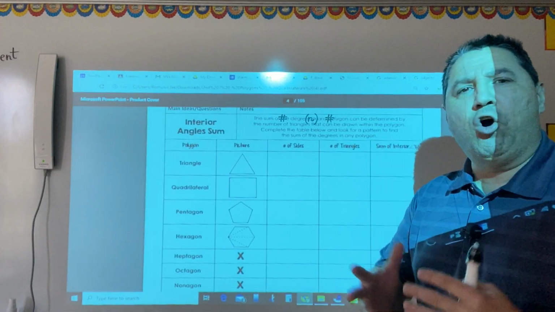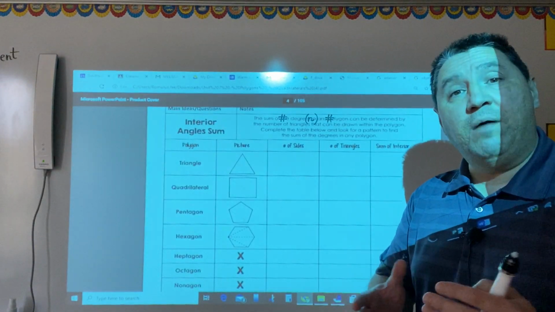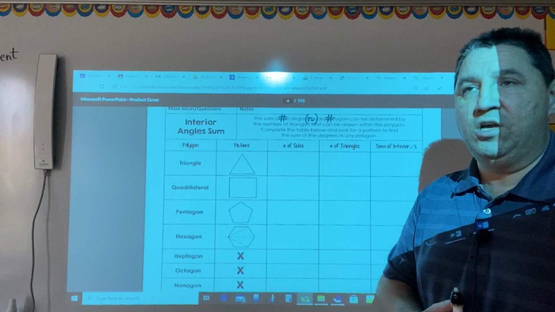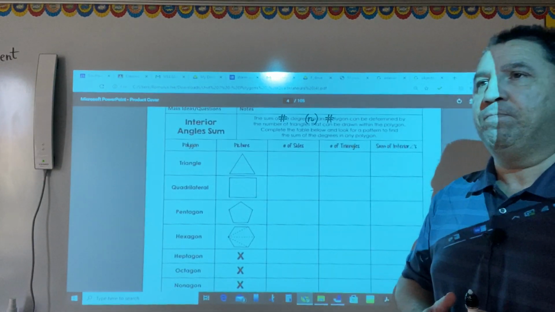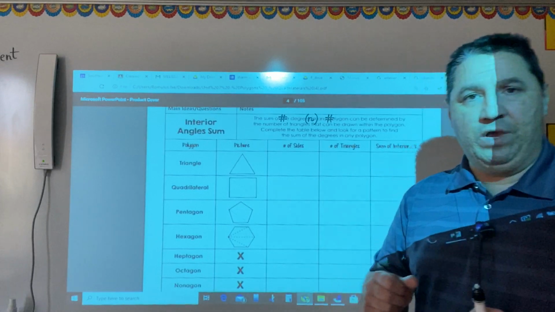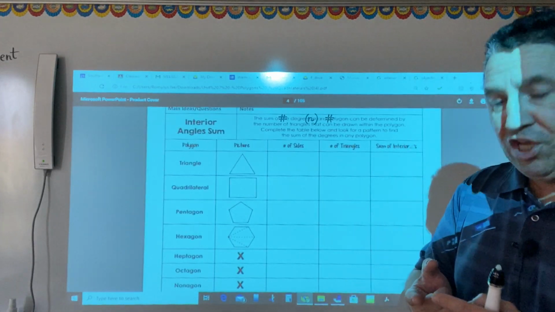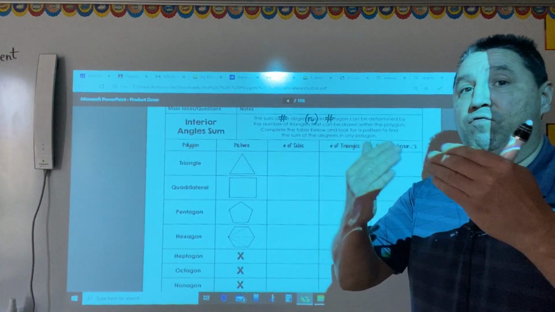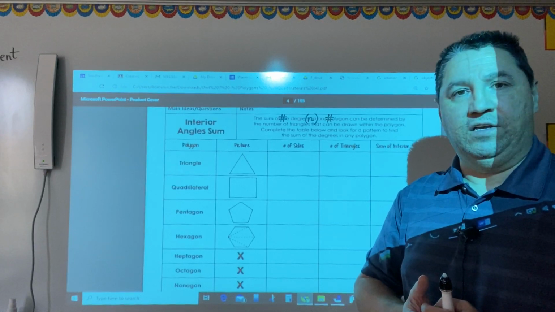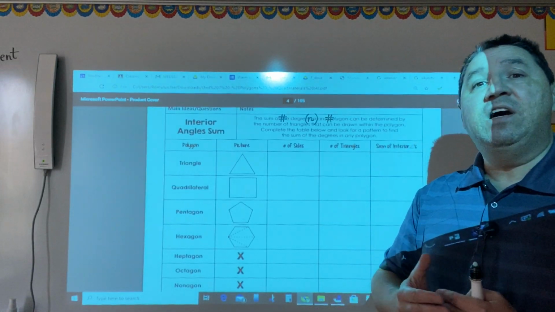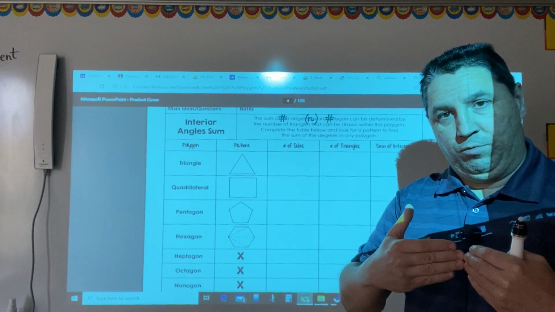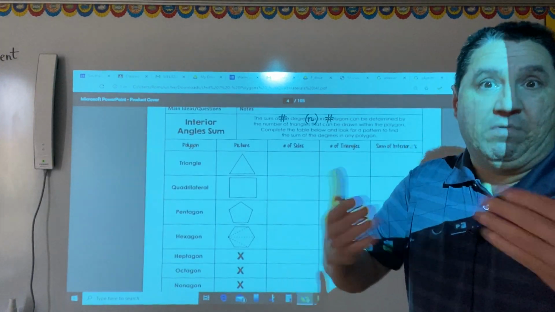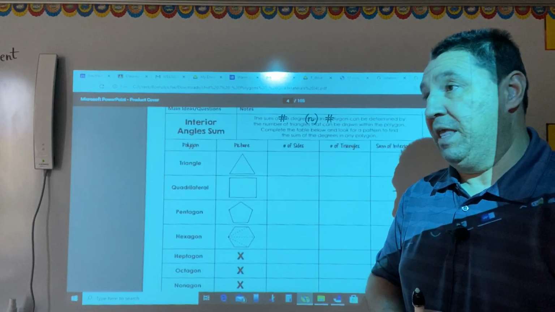Today we'll talk about the sum of measures of interior angles of a polygon. We learn how to find this sum. In this lesson, we'll have a few objectives. First, we learn how to find this formula, because there is a formula for the sum of measures of interior angles of a polygon, and how to use this formula to find missing angles, or the sum of measures of interior angles.